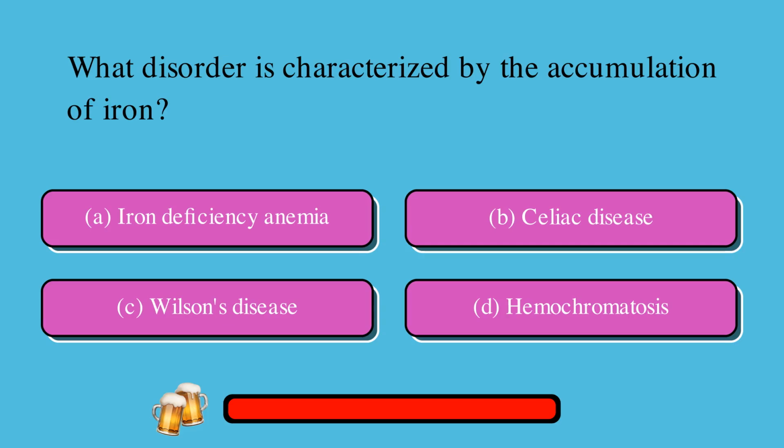What disorder is characterized by the accumulation of iron? A, iron deficiency anemia, or B, celiac disease, or C, Wilson's disease, or D, hemochromatosis? The correct answer is D, hemochromatosis.